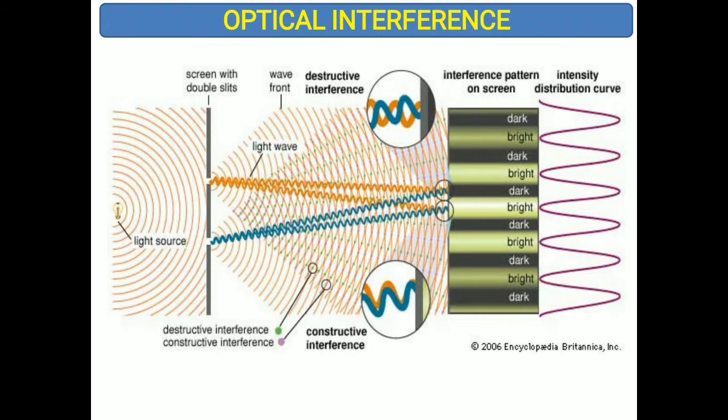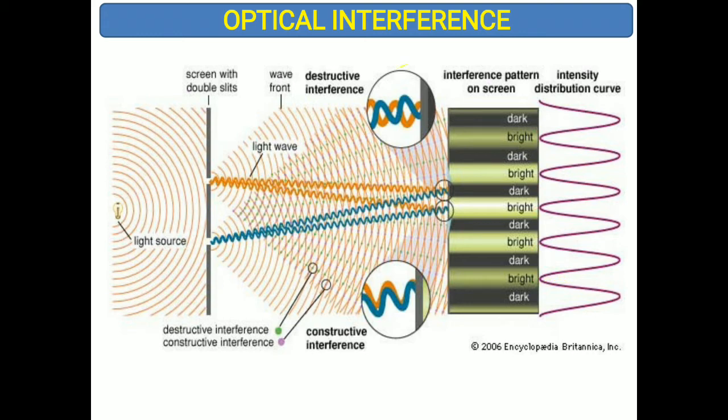Here you can see one more figure of the same concept. Here you can see two light rays are combined. This is called constructive interference, meaning they are in the same phase. This type of interference leads to bright bands, so the brightness increases, and that's why they will result in bright bands.